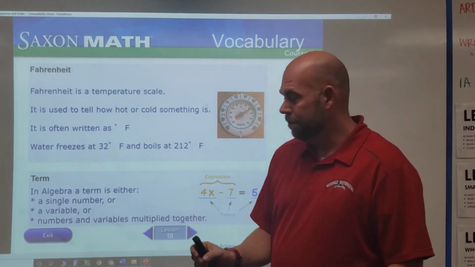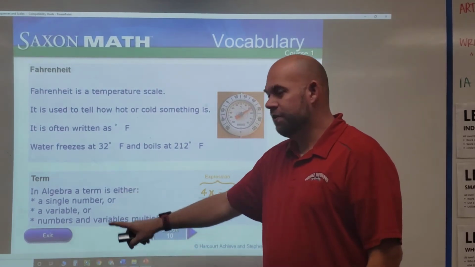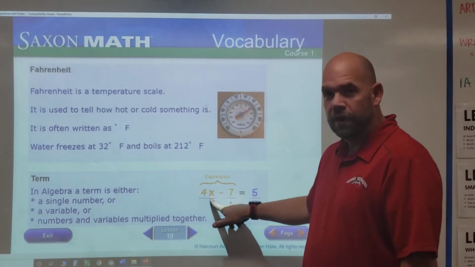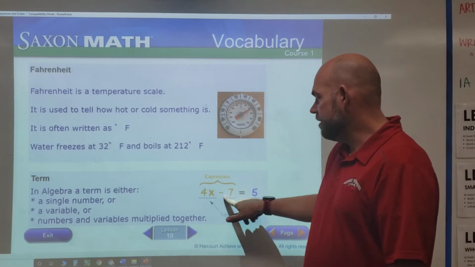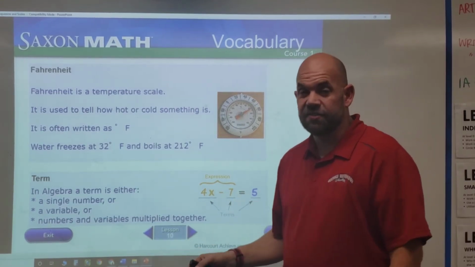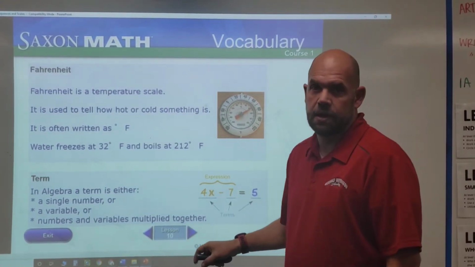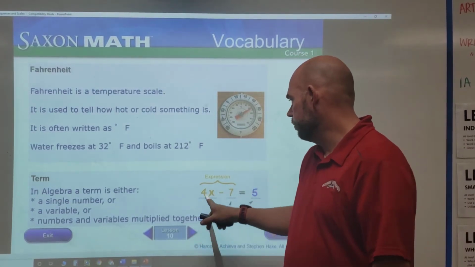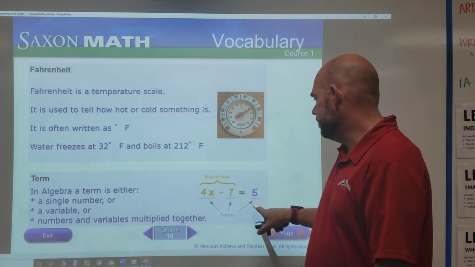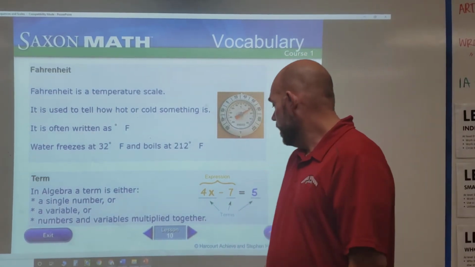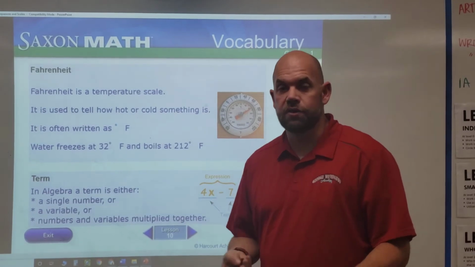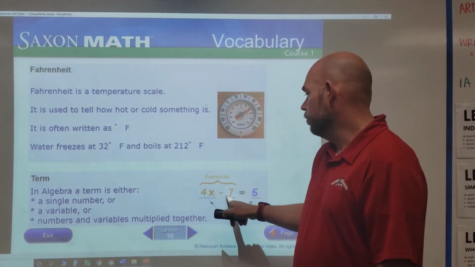A term is simply either a single number, a variable, or those things put together. So if we look at this expression, 4x is a term, negative 7 is a term. Think of it as negative 7, not 4x minus 7, because we're just looking at different terms and we can rearrange the order of those terms. So 4x is a term, negative 7 is a term, and 5 is a term here. The equal sign is not. That's just telling us what we're trying to do to solve this problem. But those are the terms.